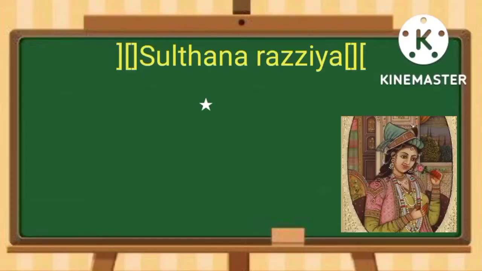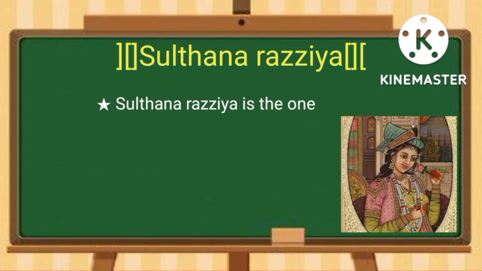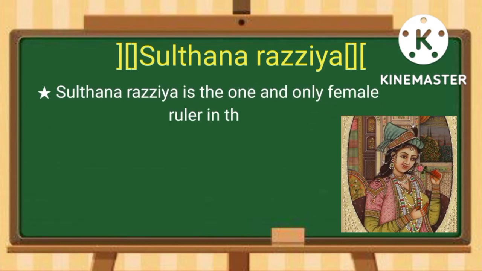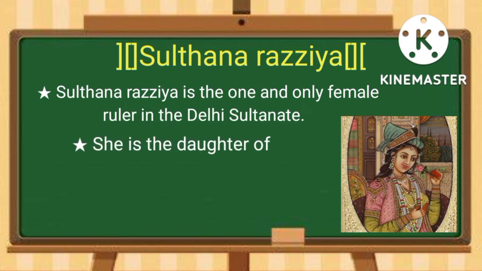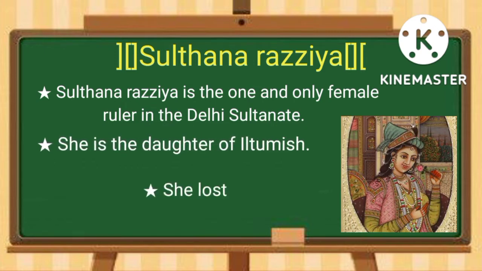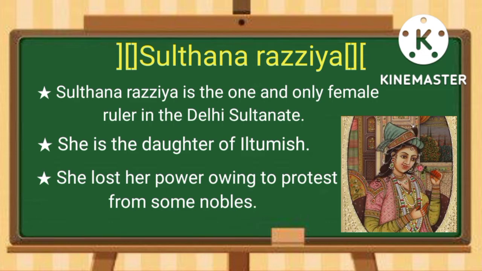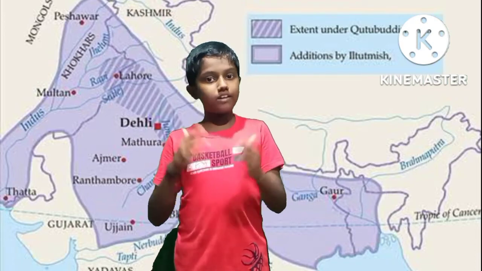Have you heard about Sultana Razia? Sultana Razia is the one and only female ruler in the Delhi Sultanate. She is the daughter of Iltutmish, but she lost her power owing to protests from some nobles. That's about Sultana Razia and about the Mamluk dynasty.